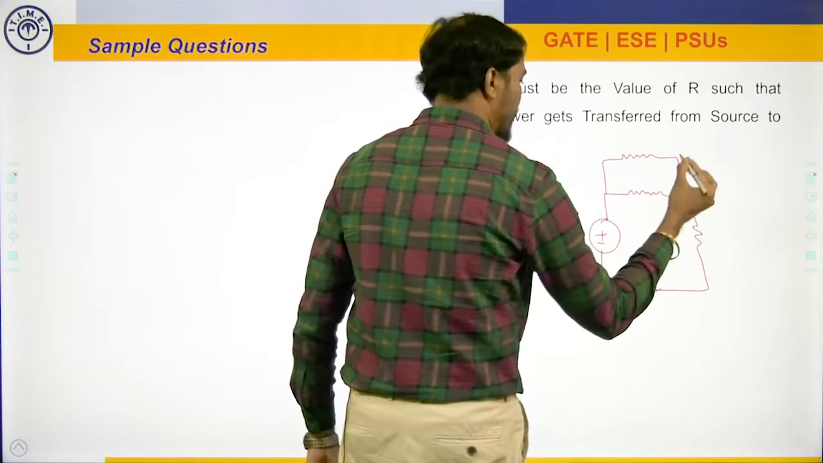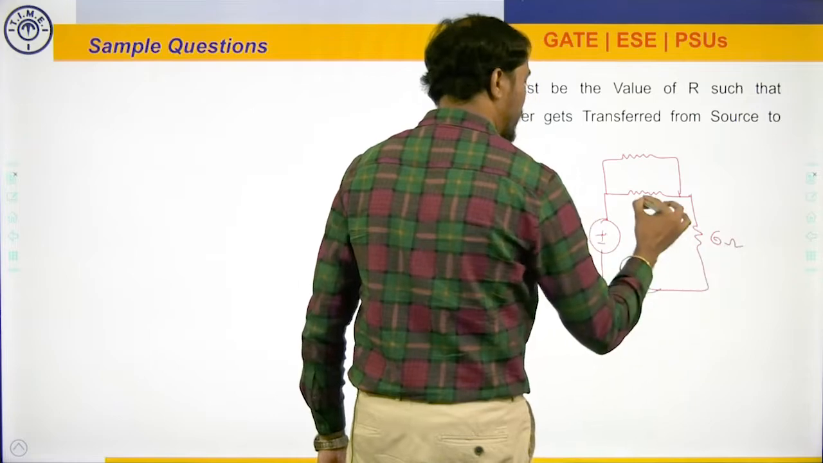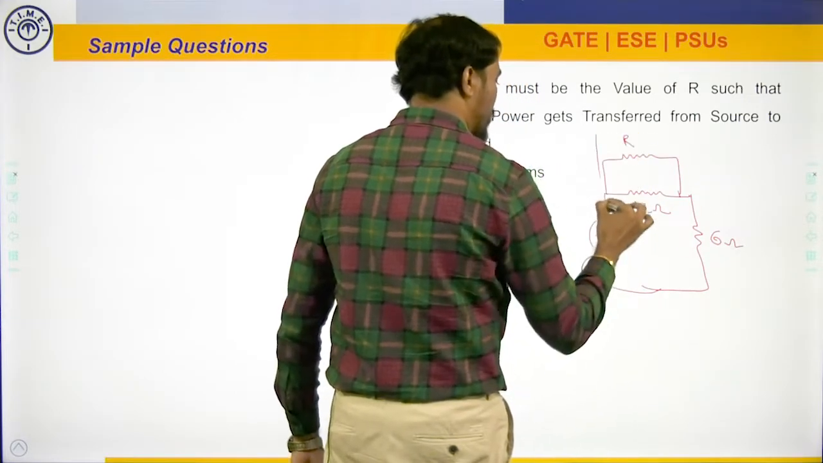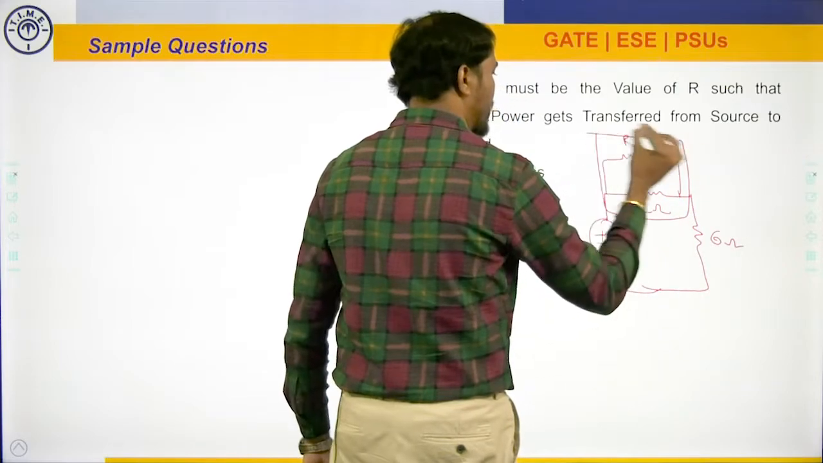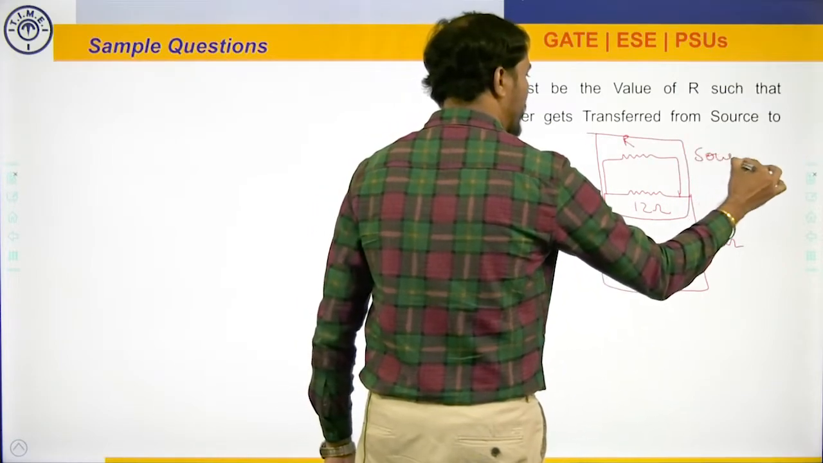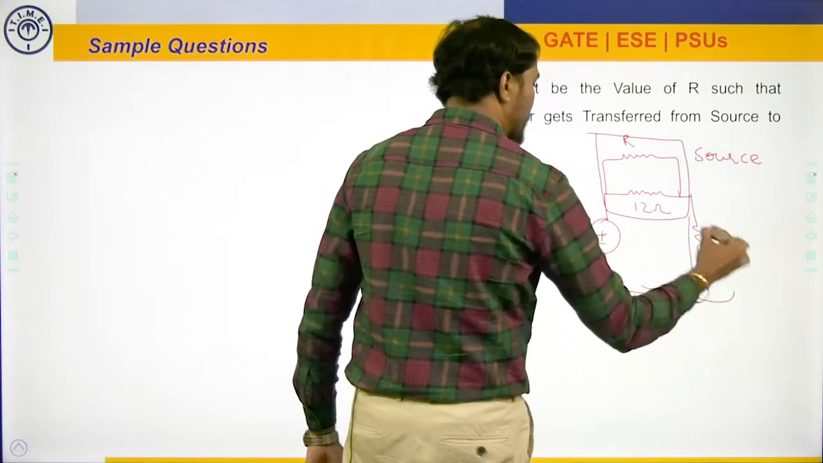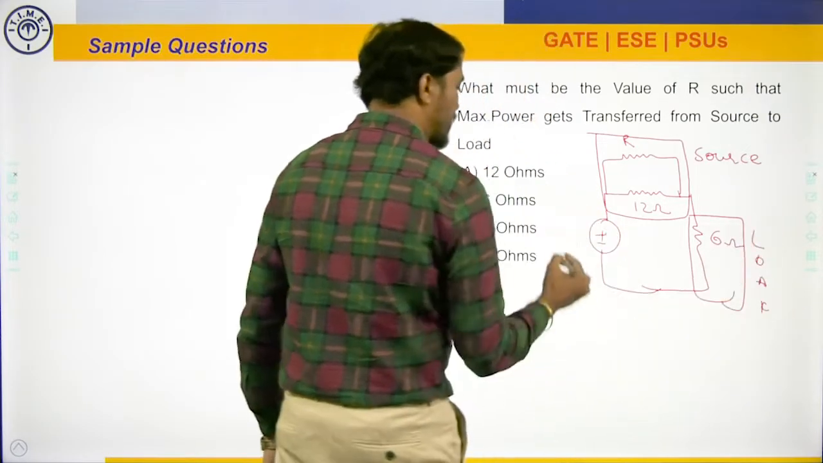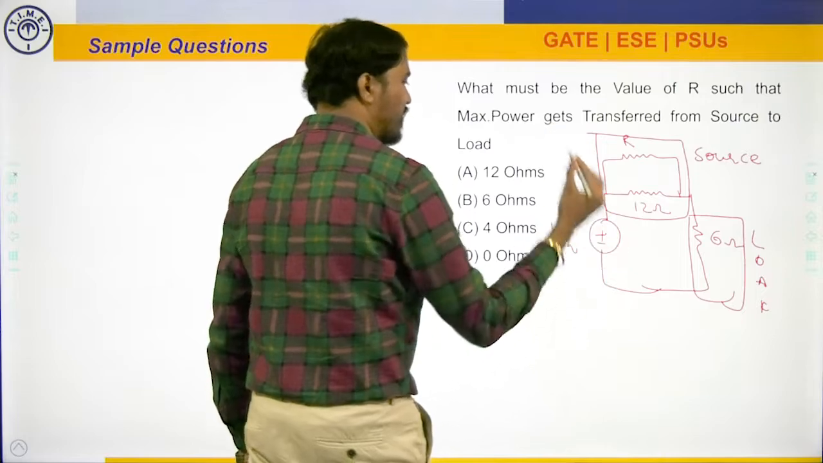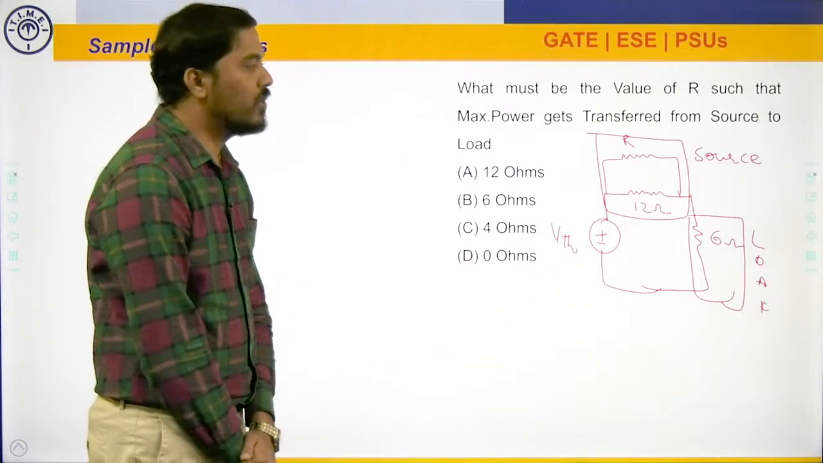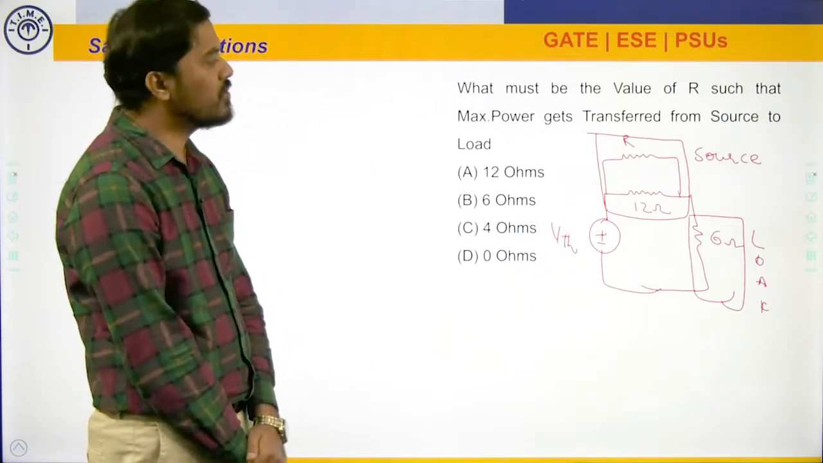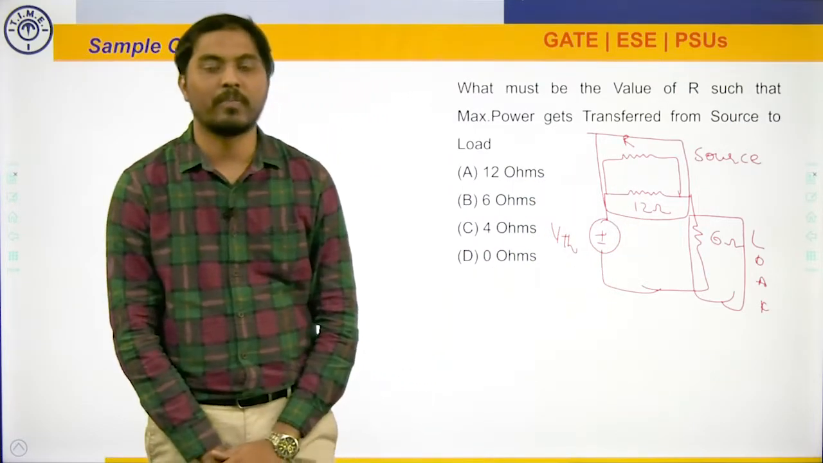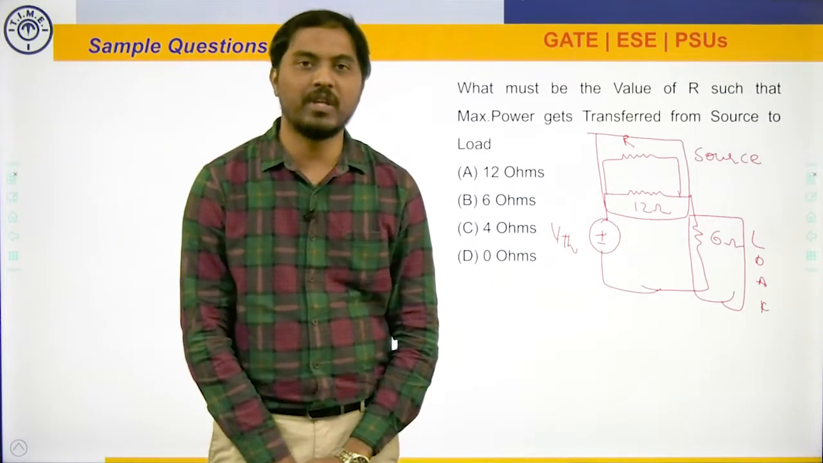Let us assume that this is 6 ohm, this is 12 ohm, and this is R. So this portion is a source portion, and this is the load portion, and let us say this is Thevenin's voltage VTH. Okay. Now what is the question? The question is, what must be the value of capital R such that maximum power gets transferred from source to load?